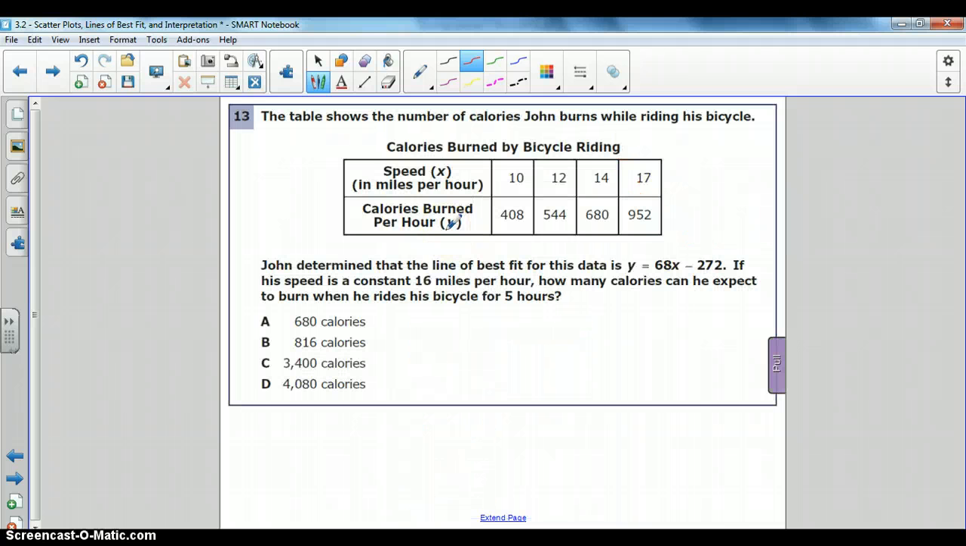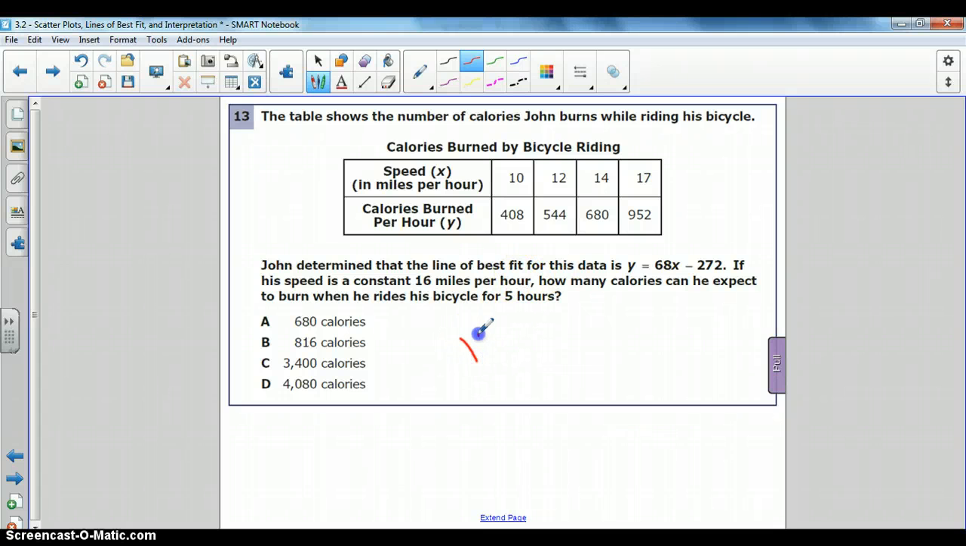The table shows the number of calories John burns while riding his bicycle. So we have how fast he goes and how many calories then he burns. John determined that the line of best fit for this data is y equals 68x minus 272. If his speed is a constant 16 miles per hour, how many calories can he expect to burn when he rides his bicycle for 5 hours? Okay, so this is kind of a two-part. So he's going 16 miles per hour constant. So we need to find out how many calories he burns for an hour, but then he's doing it for 5 hours. So then we need to multiply that answer by 5.